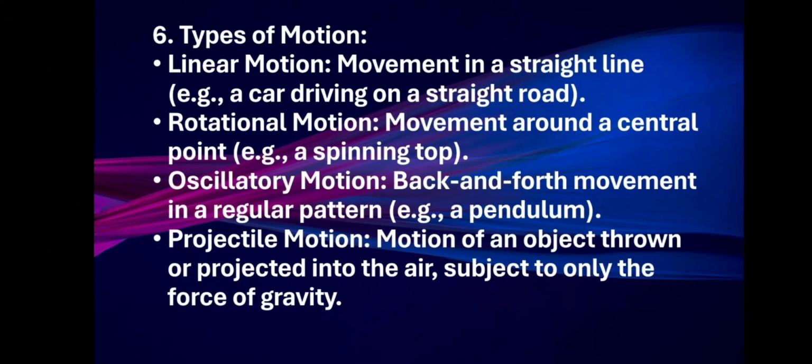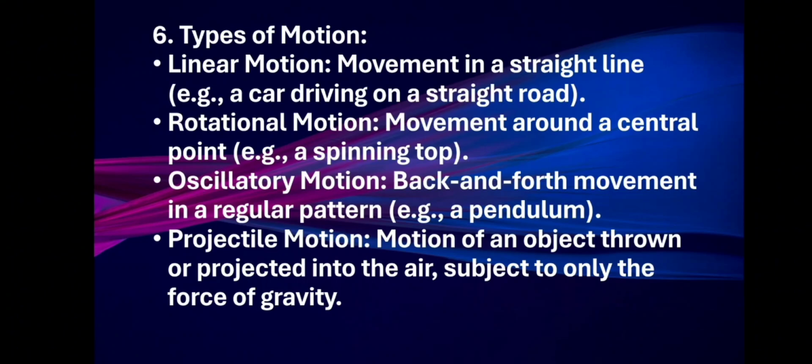Now let's come to types of motion. There are lots of types of motion. Now let's see which kinds of motion are mentioned here. At first, linear motion, movement in a straight line. If you walk in a straight line, if a ball is going straight, if a car is going straight, it is linear motion. As an example, a car driving on a straight road.